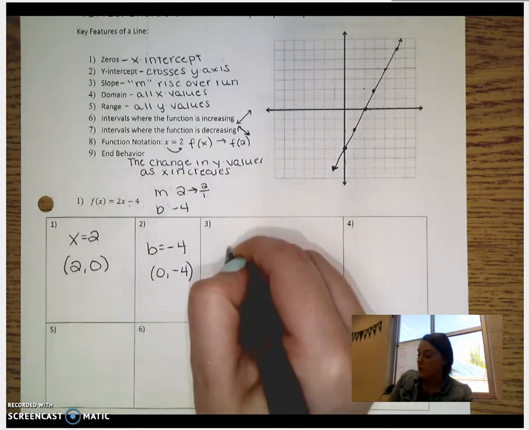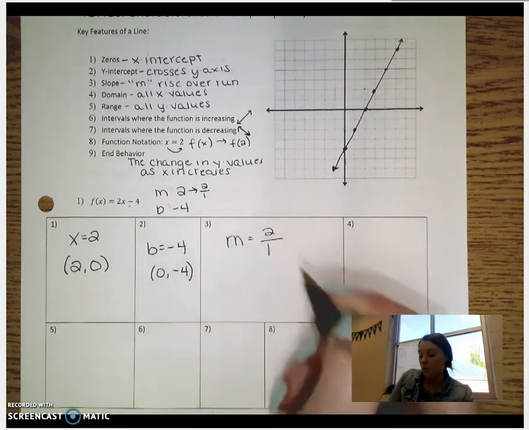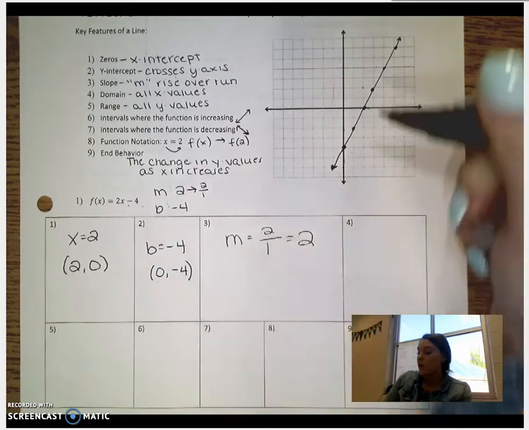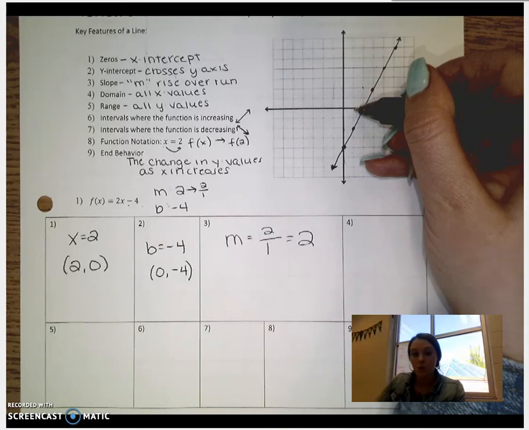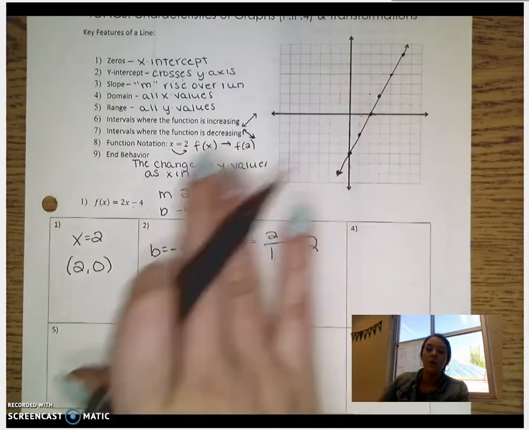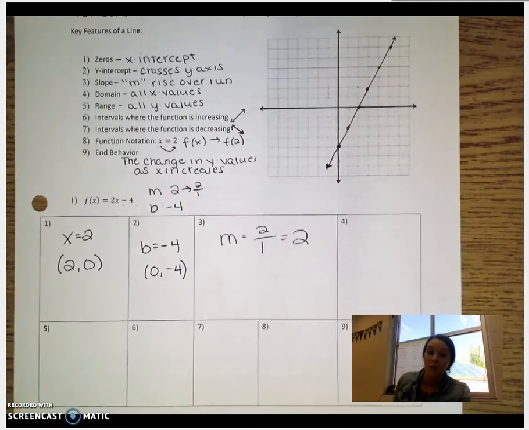Your slope is going to be m equals 2 over 1, which is 2. To do this, you would find 2 coordinate points. I rise 1, 2, run 1. So these you can go back and forth between all day long.